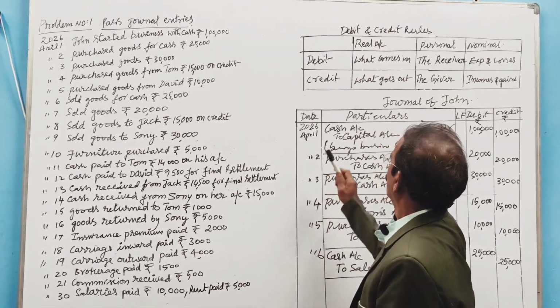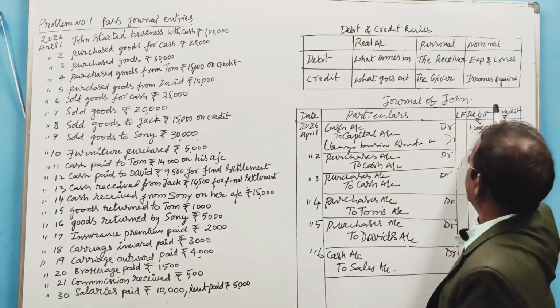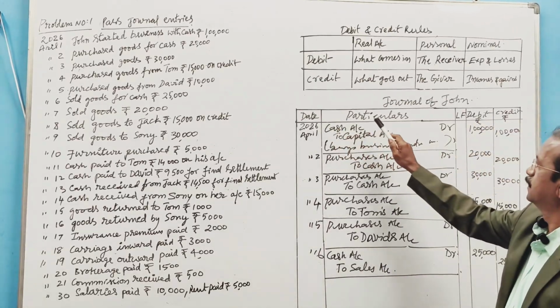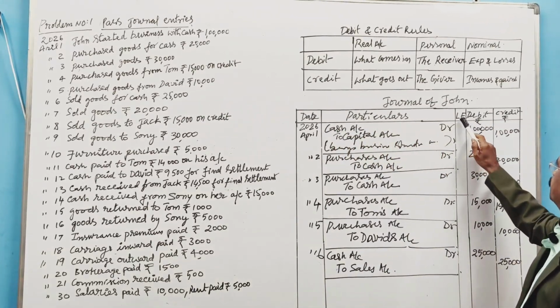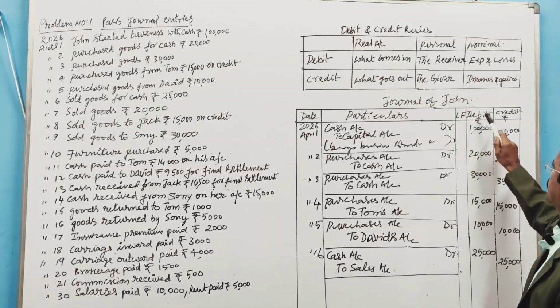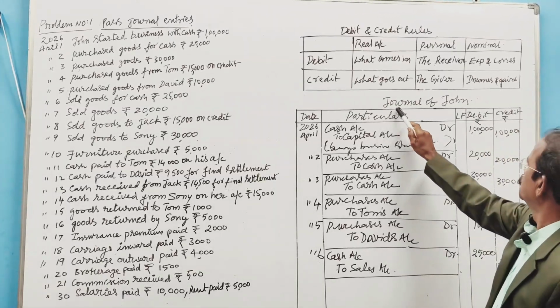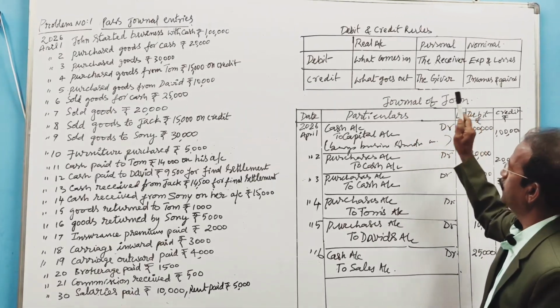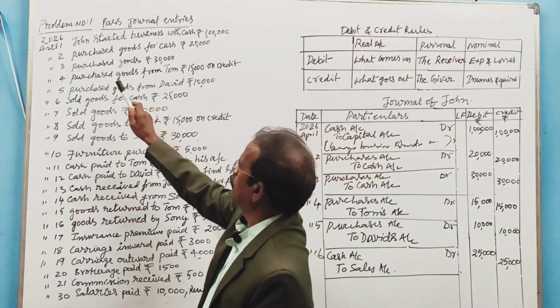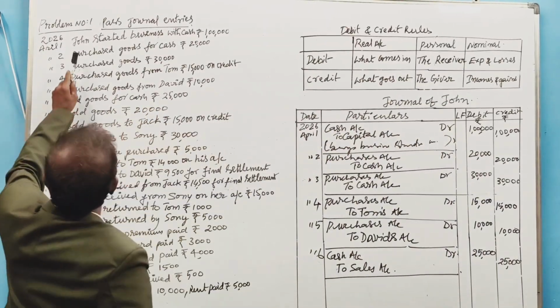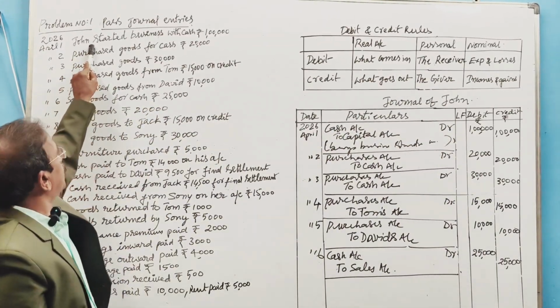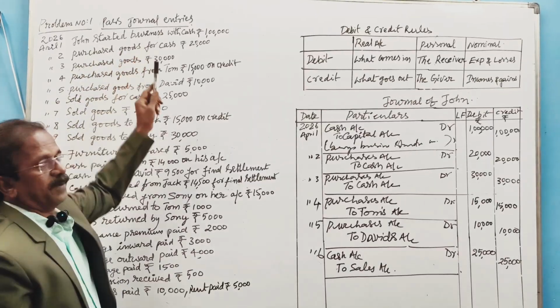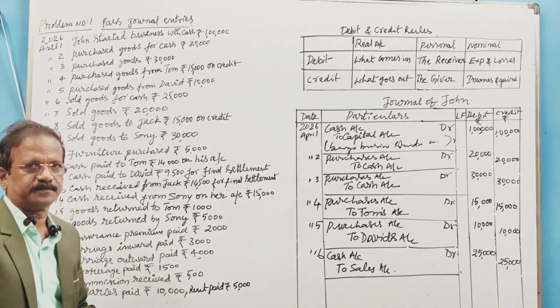Now you have to prepare this format: date, particulars, LF means ledger folio, debit and credit. Journal of John. Why Journal of John? Here the problem says that John started business, means John is the proprietor.